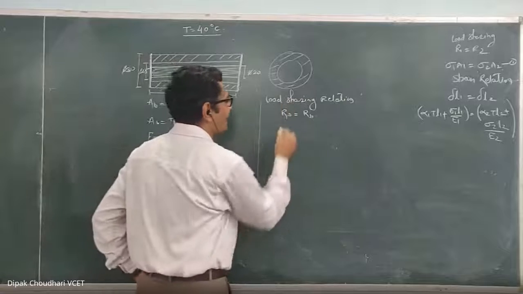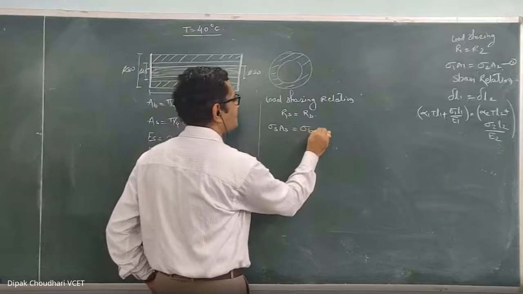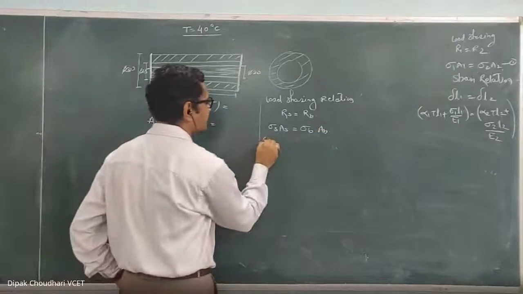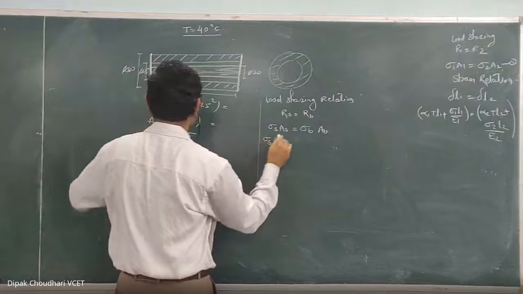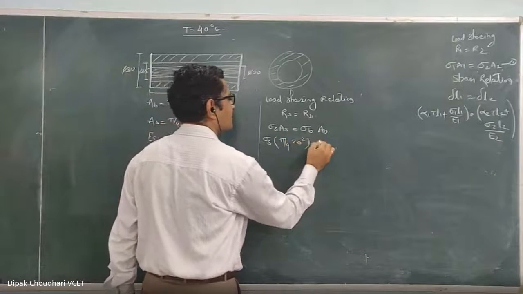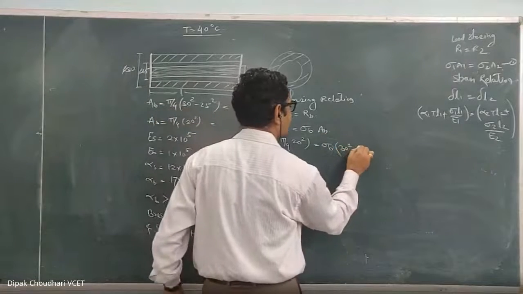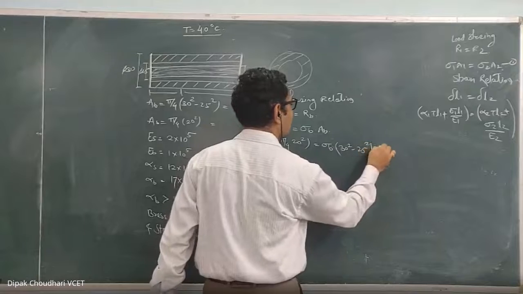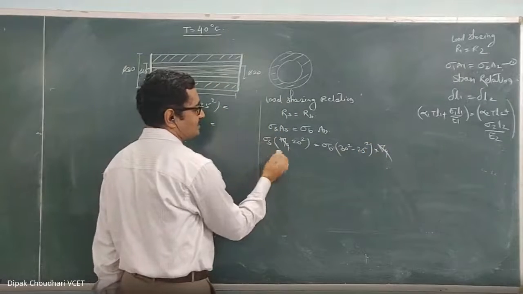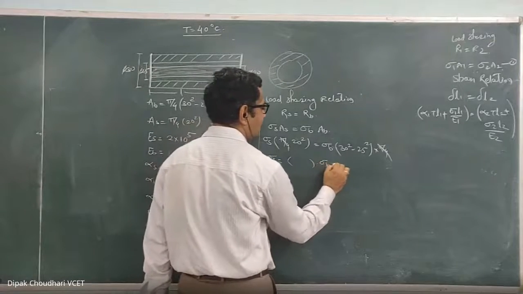So let's write down that relation. It is sigma S into AS equal to sigma B into AB. Here AS and AB are known to you. If you substitute this, sigma S into AS, which is pi by 4 into 20 square, is equal to sigma B into AB, which is 30 square minus 25 square into pi by 4. This pi by 4 is cancelled, and you will get one relation between sigma S and sigma B. Sigma S equals some constant into sigma B, equation number 1.